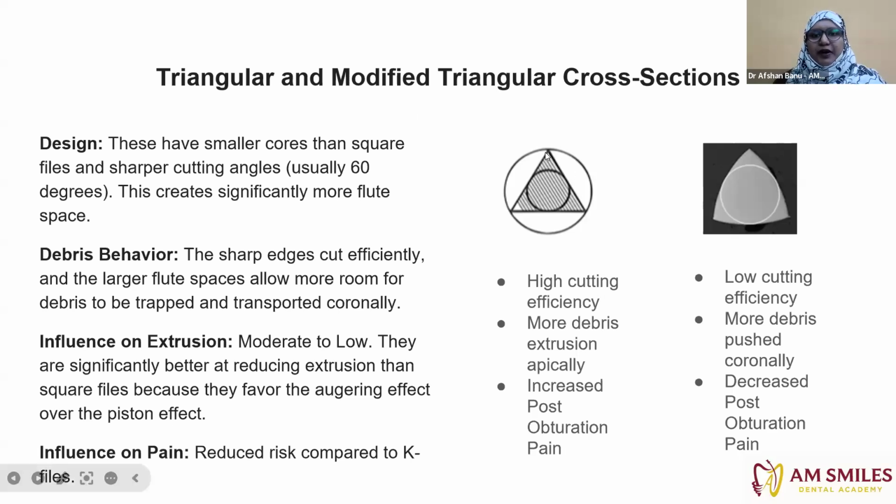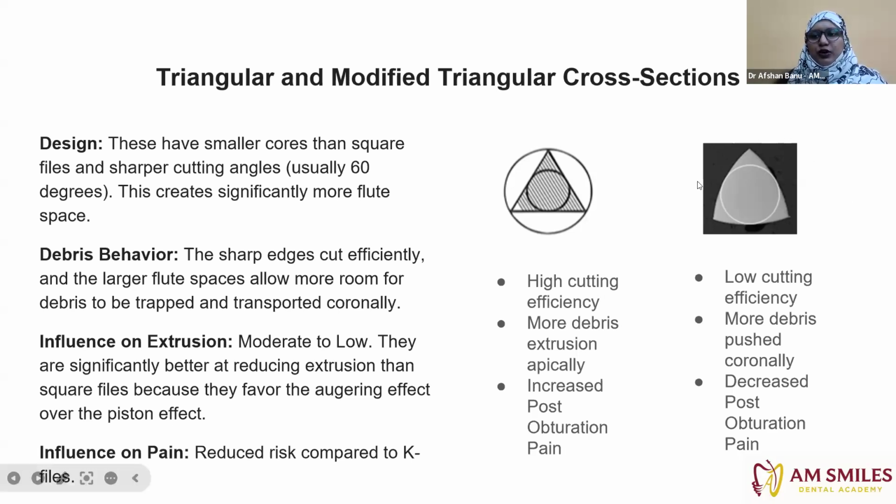That will be your sharp triangular, and another one will be your a little bit curved one. So this is actually a modified triangular cross section, and this is a normal conventional triangular cross section. When you compare these two, this modified triangular cross section is going to have less cutting efficiency, and it will have less debris extrusion.